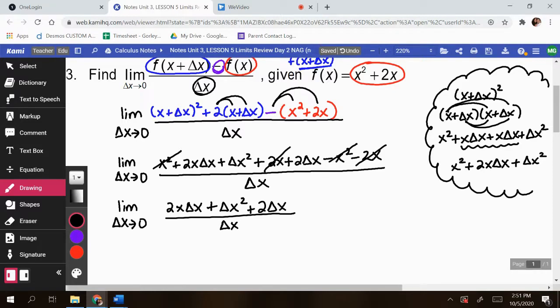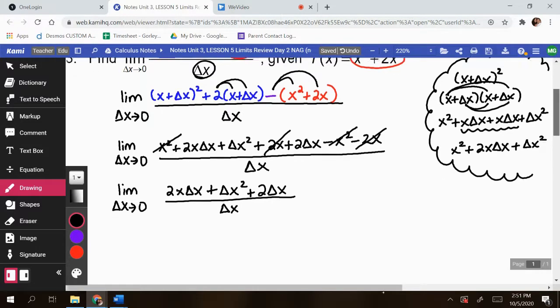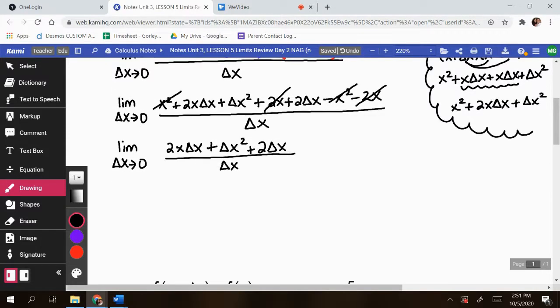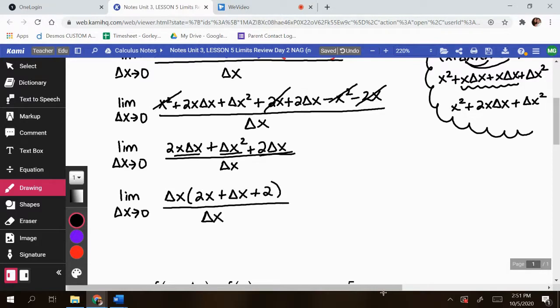Now the numerator is not factored right now, so before I can do any more cancellation, I need to ask myself, can I factor the numerator? In this case, there is a greatest common factor. The greatest common factor is delta x. See how all 3 terms have delta x in them? If I divide all 3 terms by delta x, that would leave me with 2x plus delta x plus 2. And now that I have a factor, delta x, in the numerator, I can cancel it with the delta x in the denominator. That's just 1.